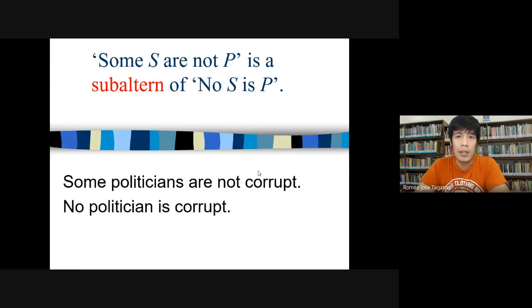Now the last, some S are not P is a subaltern of no S is P. Two examples again, some politicians are not corrupt is an O proposition. And the other example is no politician is corrupt is an E proposition. Now, why are we talking about this? This is to show you this pair of oppositions, the relationship of each proposition to another.